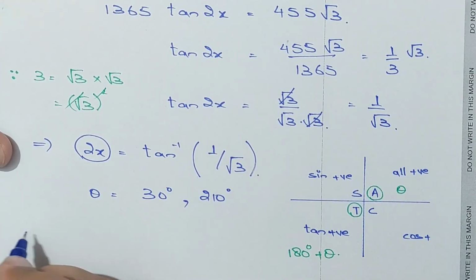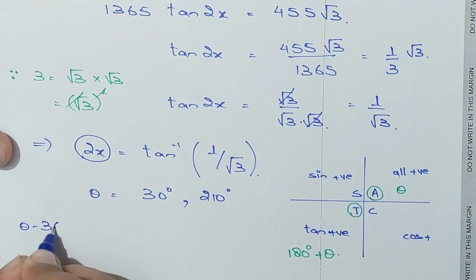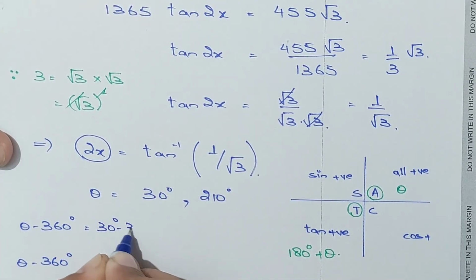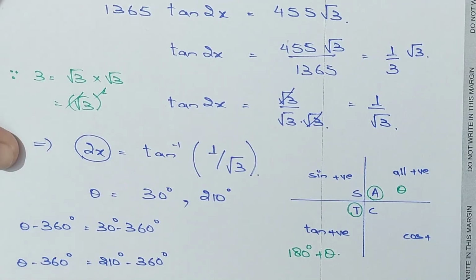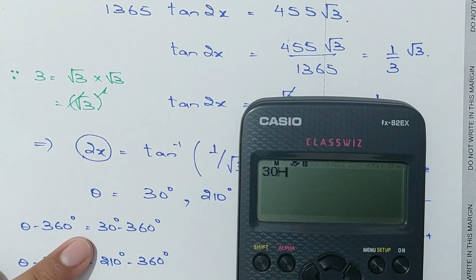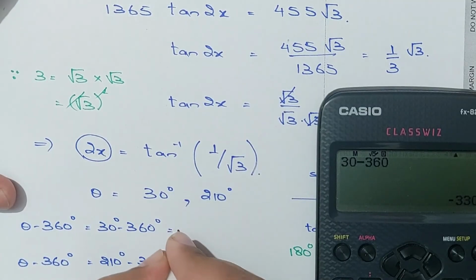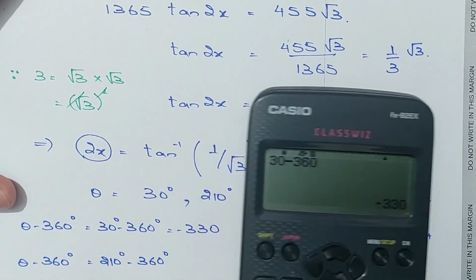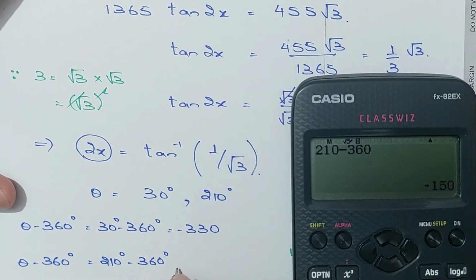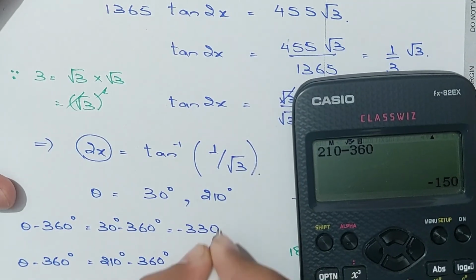Okay, so in all the theta values, theta minus 360 degrees. So theta is 30. In 30 degrees subtract 360 degrees, and in 210 subtract 360 degrees. Because of the two revolutions we are subtracting 360. We can add as well, but from addition we do not get any solution. 30 minus 360 is minus 330, and 210 minus 360 is minus 150. So these are the four solutions.